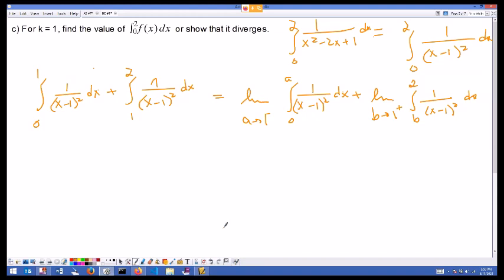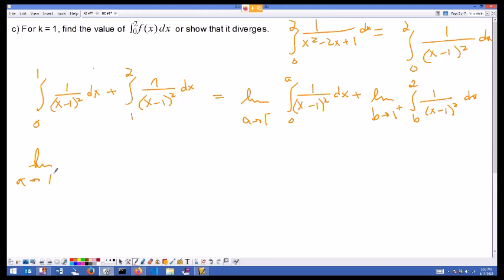If there was more than one discontinuity between 0 and 2, or if it were 0 to 3 and there was a discontinuity at 1 and 2, would you have to split it up into like 4 different integrals? You just have to, yeah, as many as you needed to, you'd have to keep splitting it up. Any discontinuities have to be split into limits. All right, so now we can start to evaluate this.